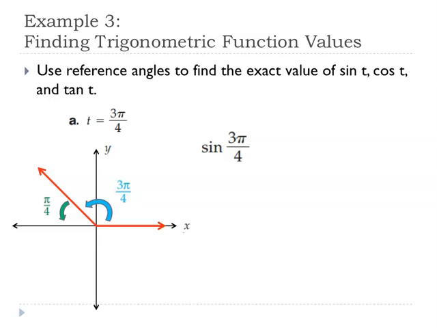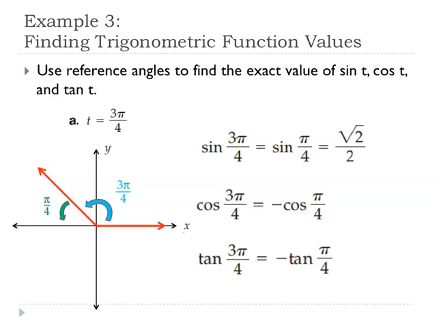We're in quadrant 2, and going around, all students, S, means only sine is going to be positive in quadrant 2. So sine of 3 pi over 4 is going to be the same as sine of pi over 4, which is a memorized value. Remember in that chart that we memorized a long time ago, that would be equal to root 2 over 2.